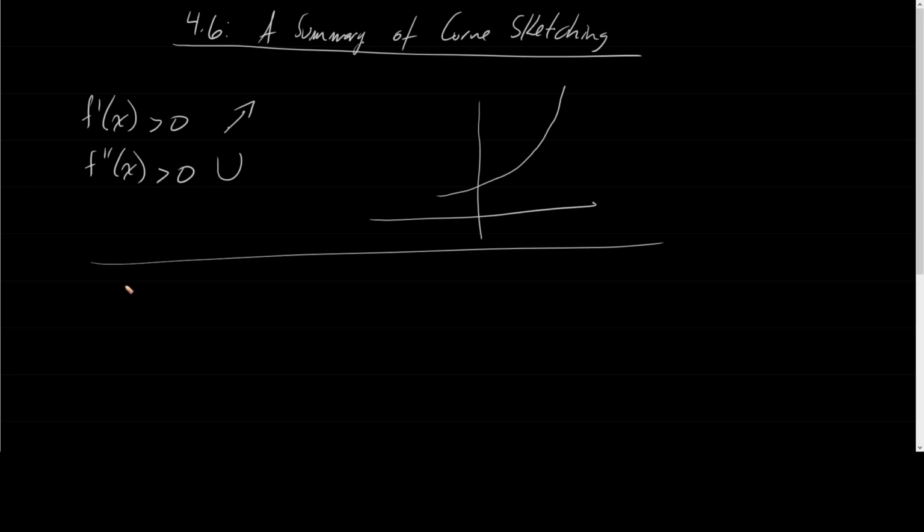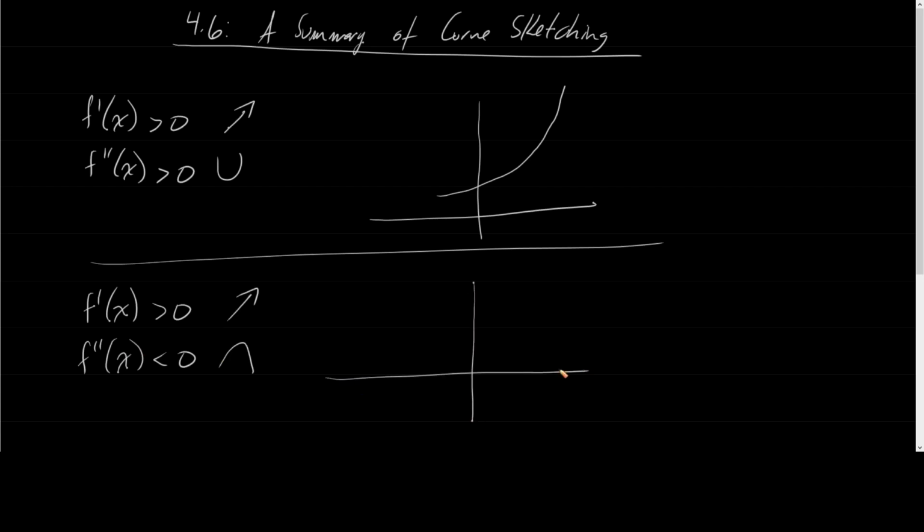If we have f prime of x being greater than 0, but f double prime of x is less than 0, what does that tell us? Well, increasing, concave downwards. So what would that look like? Increasing concave downwards will look like this, right? It's still going upwards from left to right. The tangent slopes are still positive, but now it's curved the other way.